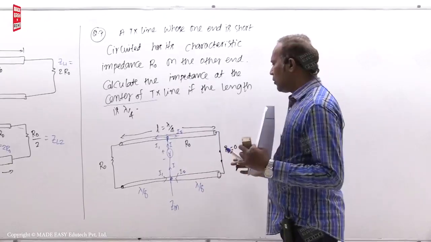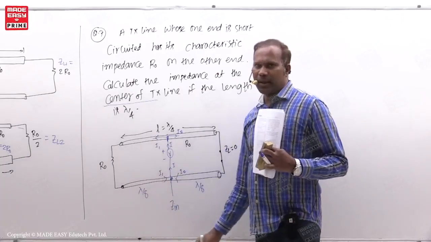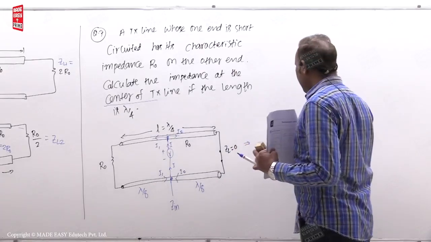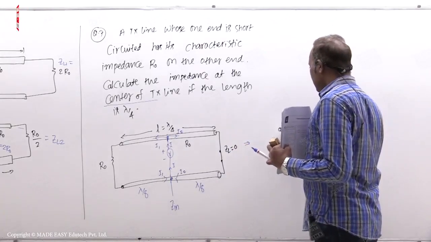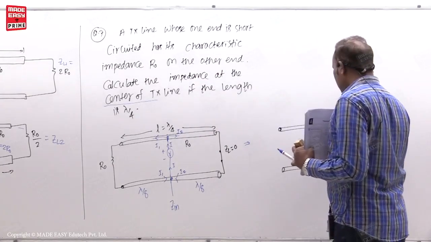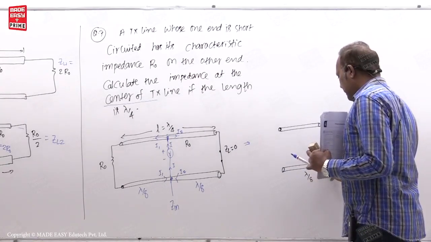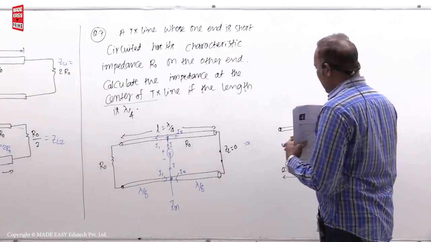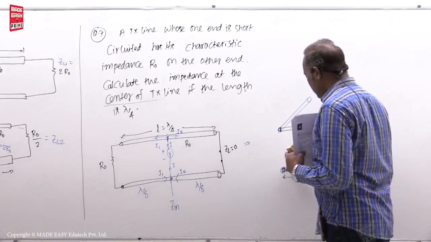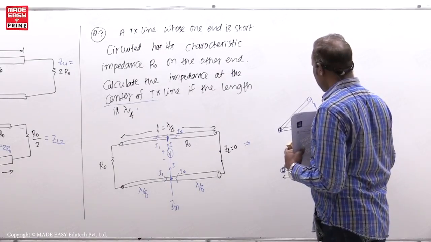So parallel combination means what now? Find input impedance of this one lambda by 8 line, find input impedance of this other lambda by 8 line. Then parallel combination of them gives the input impedance. I am redrawing that diagram. Here the situation is like this. There is one lambda by 8 line, which is short circuited. Now one more transmission line is there here like this. This is connected with R naught.